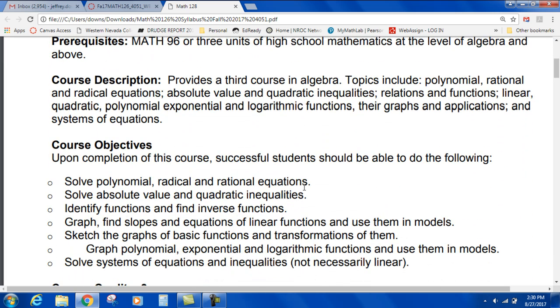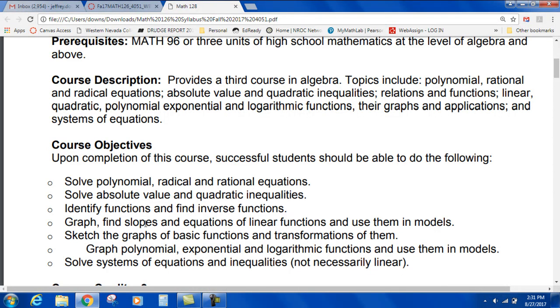Prerequisites: Math 96, or 3 units of high school mathematics at the level of algebra and above. Course description: provides a third course in algebra. Topics include polynomial, rational, and radical equations, absolute value and quadratic inequalities, relations of functions, linear, quadratic, polynomial, exponential, and logarithmic functions, their graphs, applications, and systems of equations.